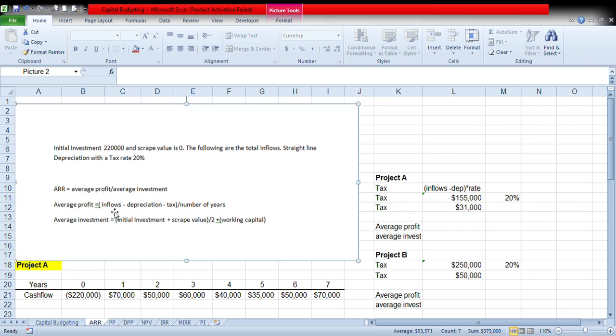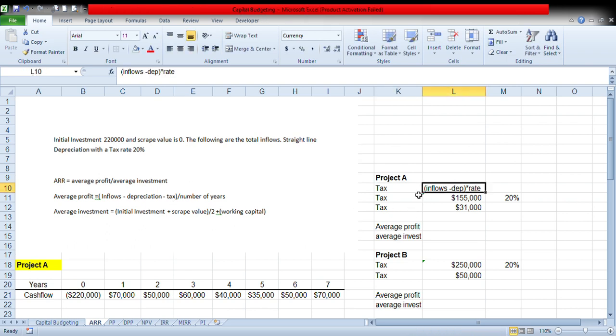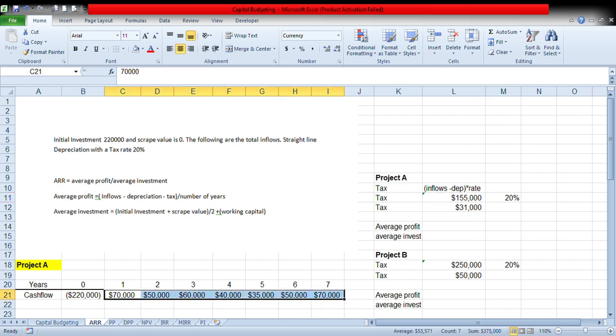In order to do that, first of all I need to calculate average profit. In order to calculate average profit, I need to calculate tax first. What is the formula of tax? Inflows minus depreciation multiplied by rate. So I calculate the total inflows and depreciation value. Total inflows are 3,75,000.